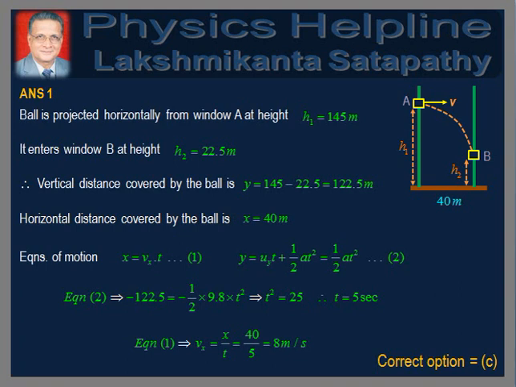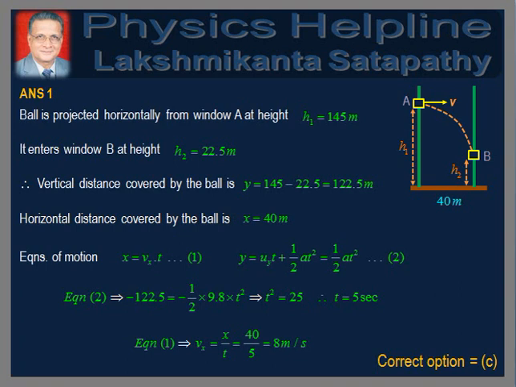Now, initial velocity in the downward direction is 0, therefore uy is equal to 0, which gives y is equal to half at square. Now, y is equal to minus 122.5 meters, a is equal to minus 9.8 meters per second square. Putting these values in equation 2, we get minus 122.5 is equal to minus half into 9.8 into t square. On simplification, this gives t is equal to 5 seconds.